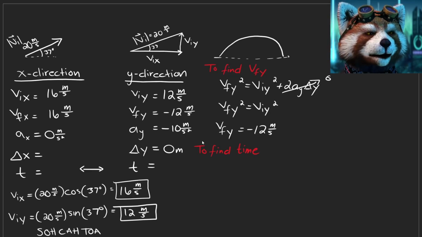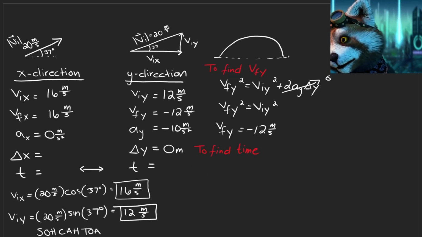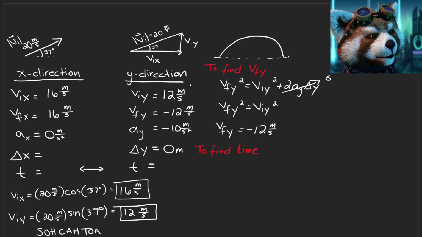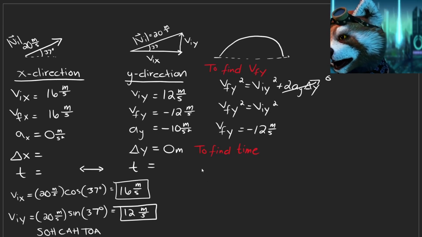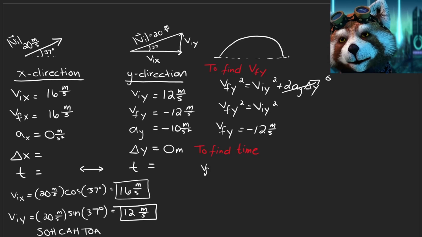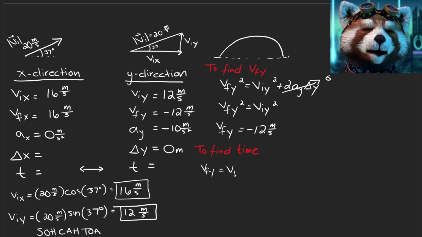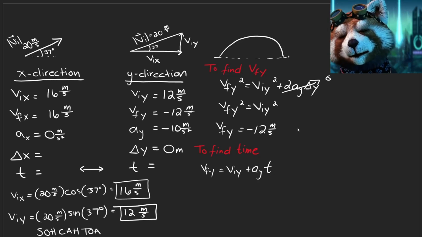So I would use, let's see, I've got an initial velocity, a final velocity, and acceleration. Let's use the easiest equation, and that is equation number 1. So velocity final in the y is equal to velocity initial in the y plus acceleration in the y times time.